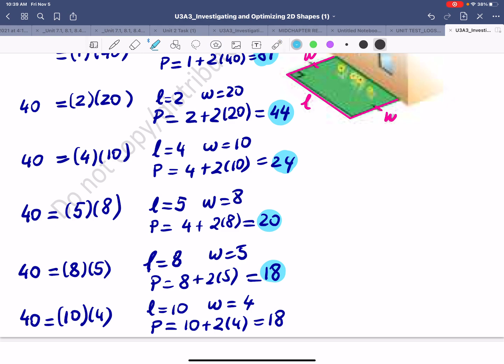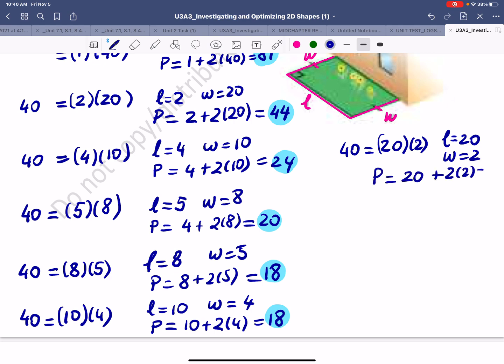So it seems that at 10, 4, we get the same perimeter as 8, 5. So what I'm going to continue doing is the same strategy. See how 5, 8, we flip them, right? And 4, 10, we flip width and length. So I'm going to try to flip 2 and 20. So I'm going to write number 40 this time as 20 times 2, which means that length will be 20 and width will be 2, which will give perimeter of 20 plus 2 times 2, or 24.